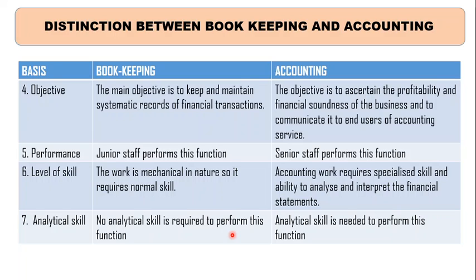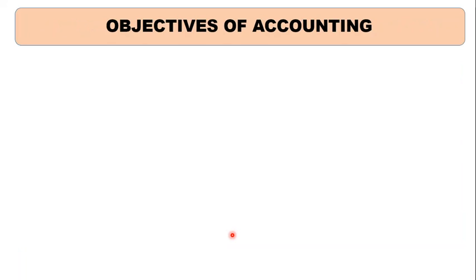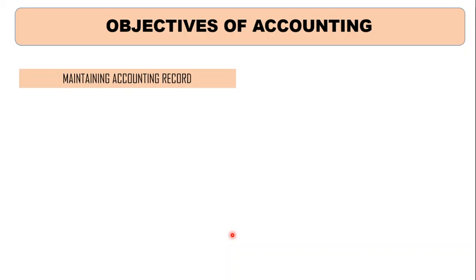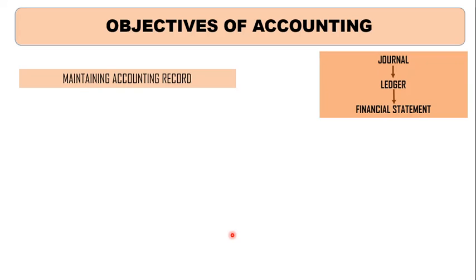Now we'll be moving towards objectives. Objectives of accounting. Now accounting, since you know that it records, the first and foremost objective of accounting is to maintain the records. So maintaining accounting records here means the steps which are followed: journal, then ledger, and then financial statement. So maintaining record, like every day recording it in journal, posting it into the ledger, that is classifying according to their nature, and then finally preparing the result.